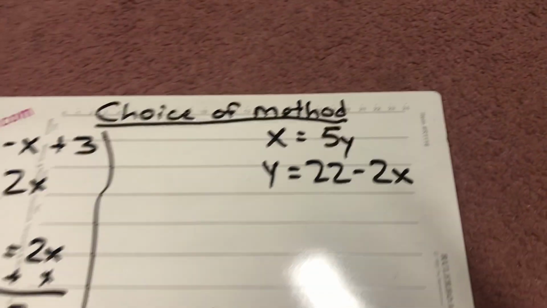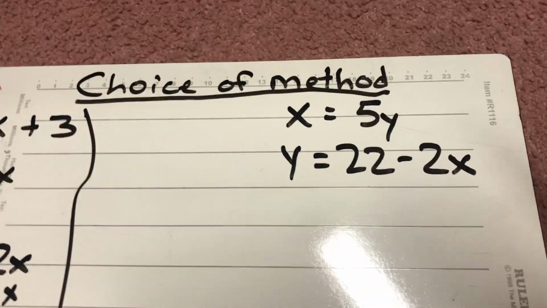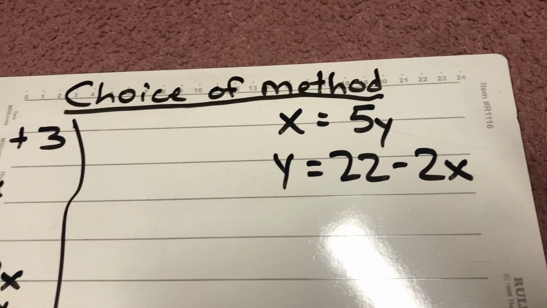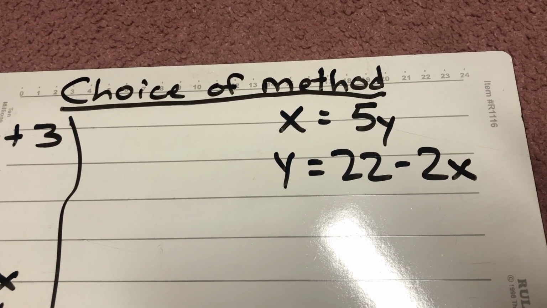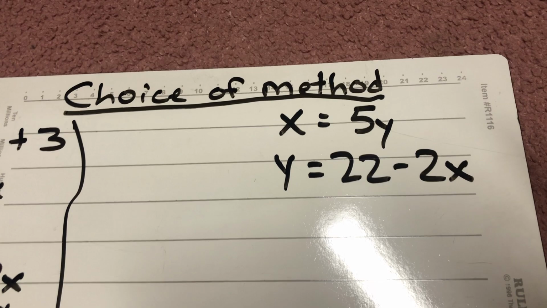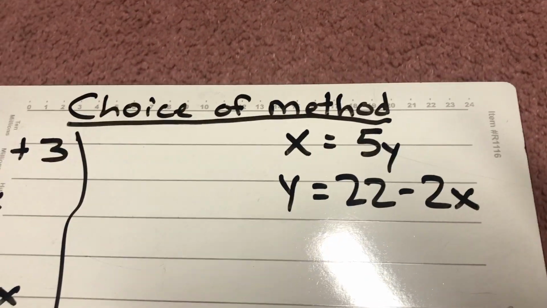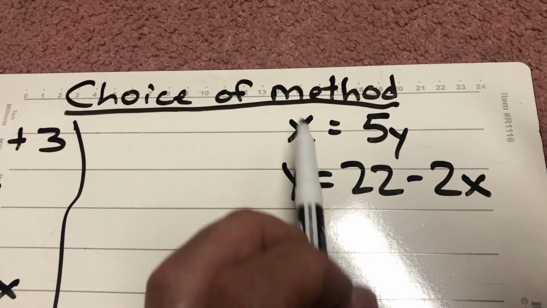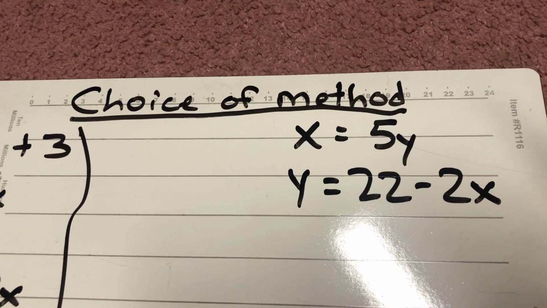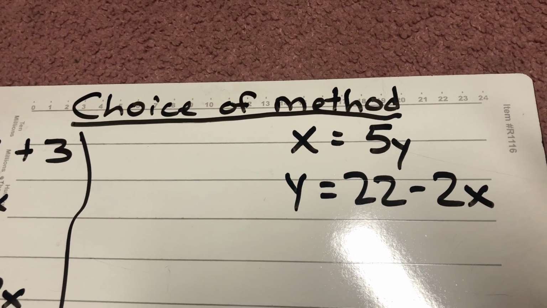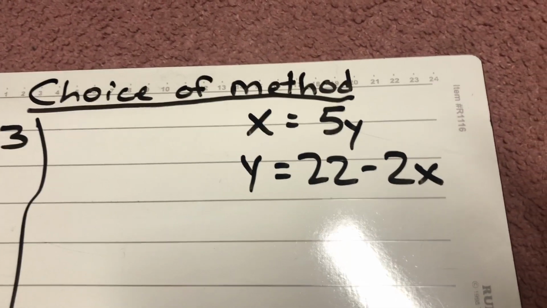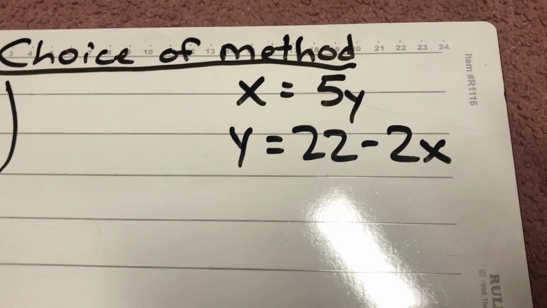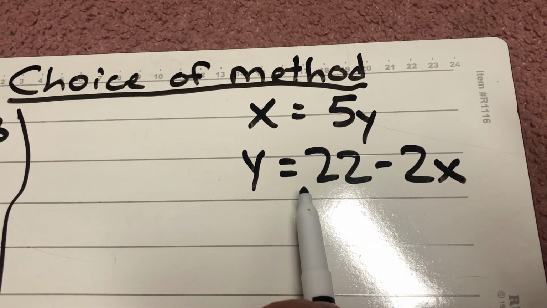All right, this is the last one we're going to do. Choice of method, x equals 5y, y equals 22 minus 2x. Well, in this one, they're both isolated. I have x by itself and I have y by itself. So we probably want to revert back to the substitution method that we were using at the beginning of this video.